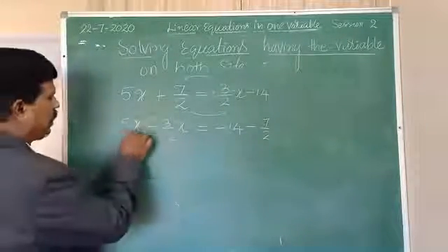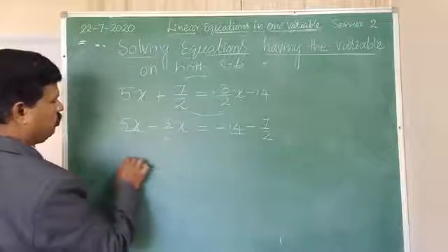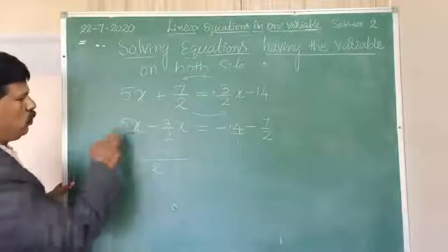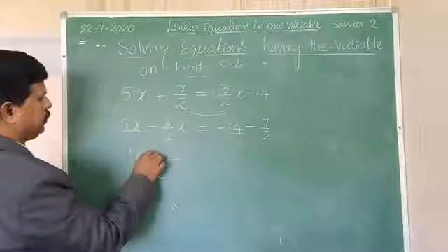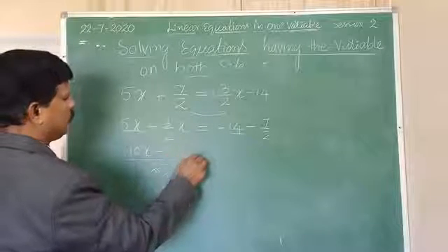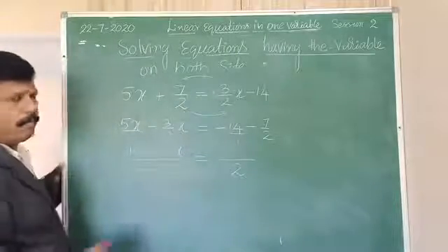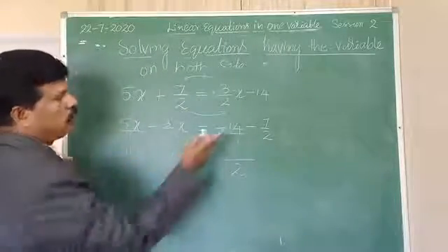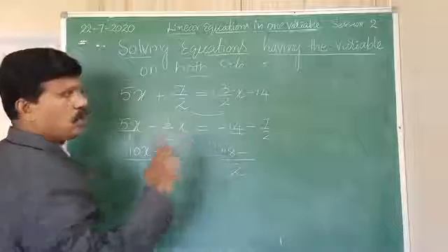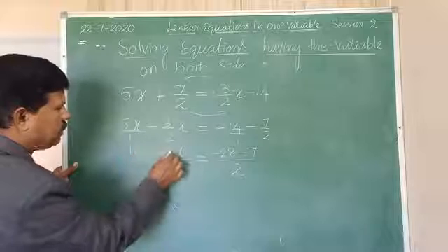Second step, take the LCM on both sides. So both side LCM is 2. 2 divides 2 one time. 2 into 5 is 10x. 2 divides 2 one time, 1 3 is 3x equals. Again here 2 is the LCM. 1 divides 2 two times, 2 7 14s are 28, minus 2 divides 2 one time, 1 7 is 7.